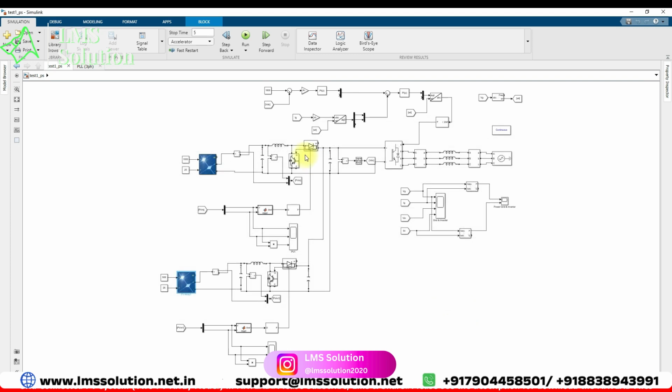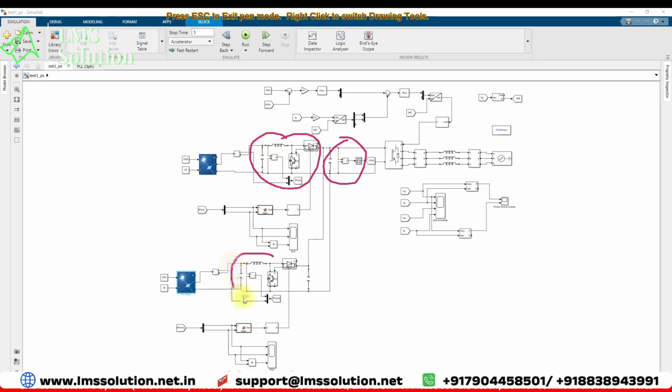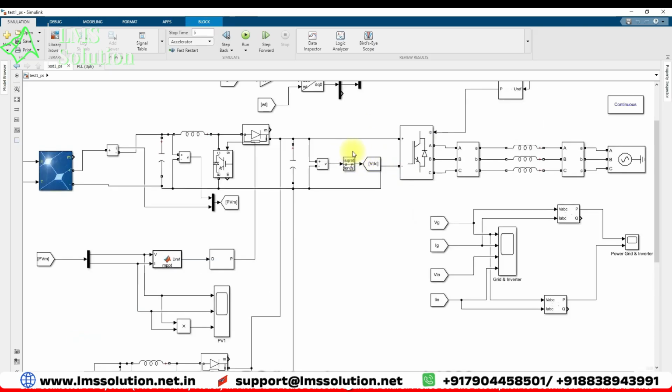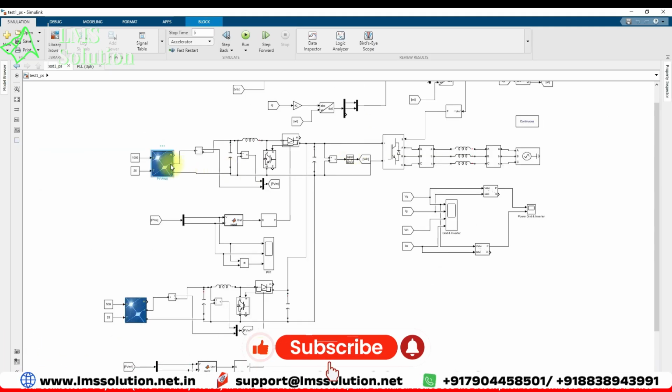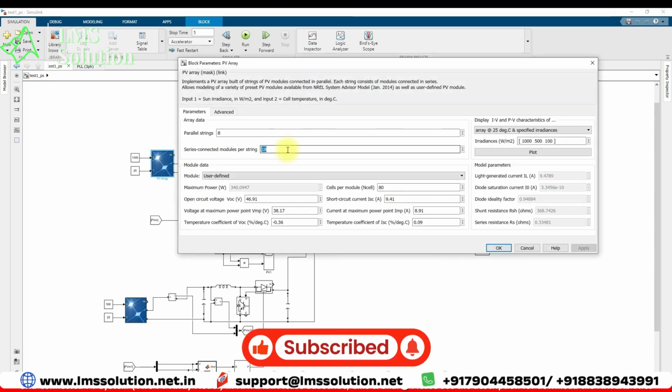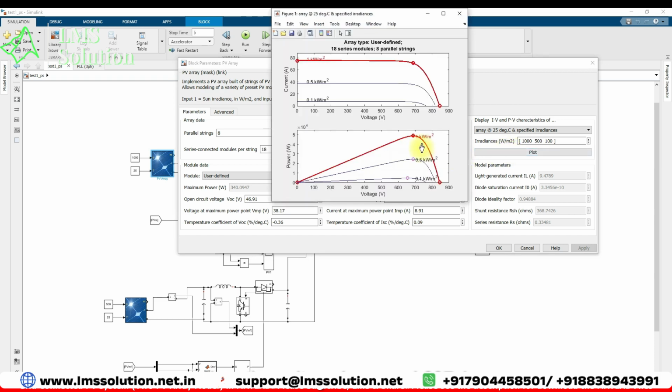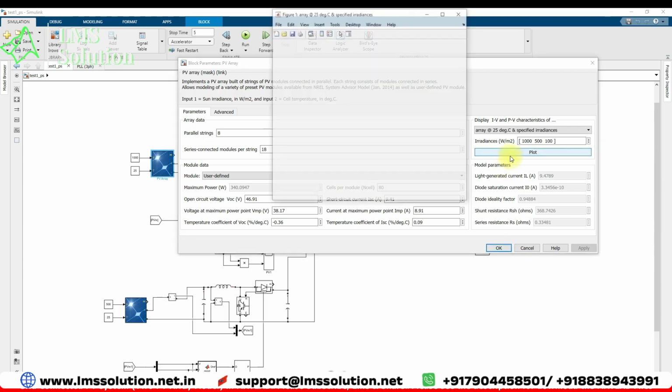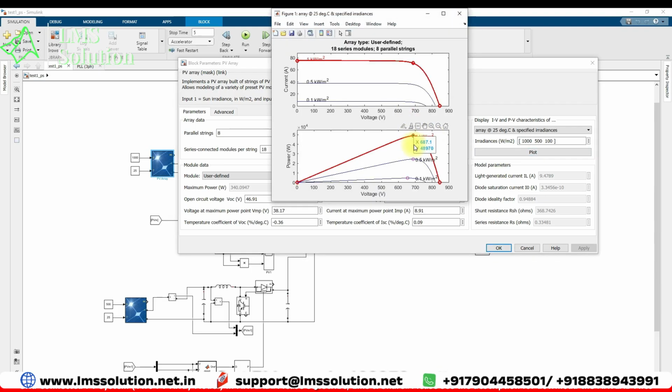Both of them will be connected to the DC link via this boost converter. These two boost converters are going to be designed based upon the power rating of the PV array, the voltage rating on the input side, and the voltage rating of the DC link. Here you are going to maintain the DC link voltage around 1000 volts. There are 18 modules connected in series in each string, and the voltage is around 687.1 volts, and the power rating of the first PV array is 48970 watts. That means 48.97 kilowatts.